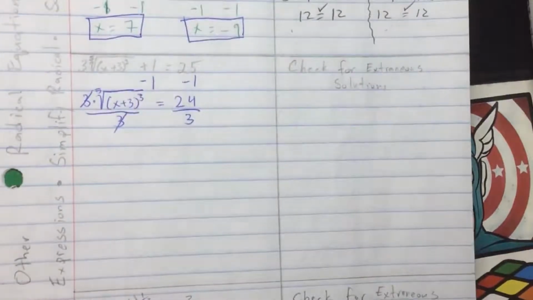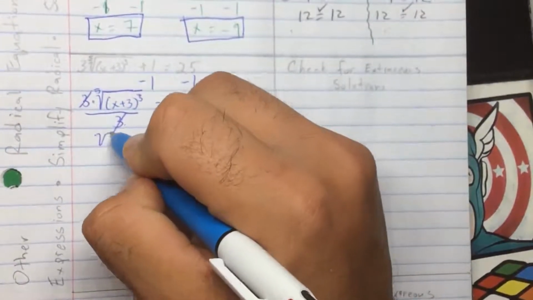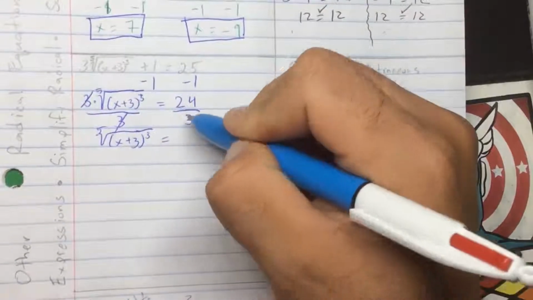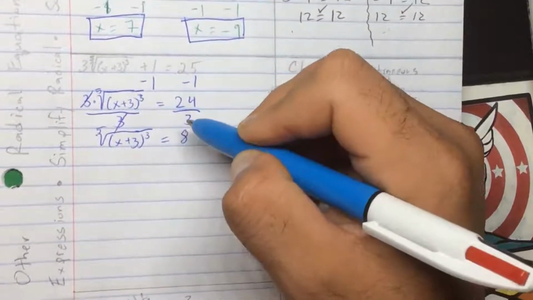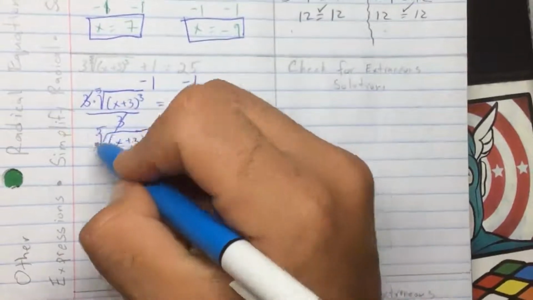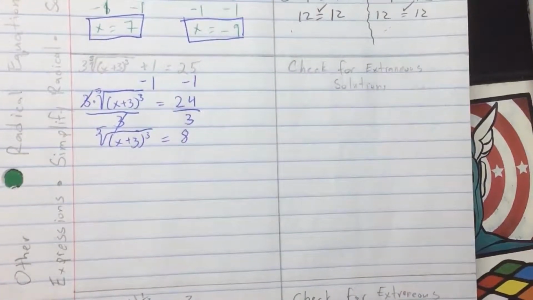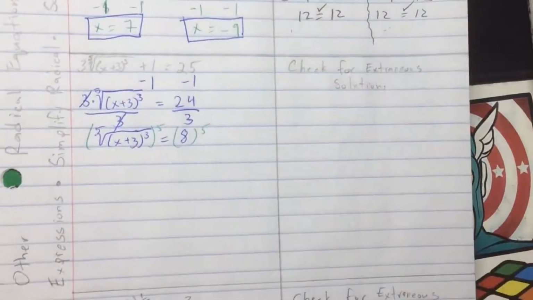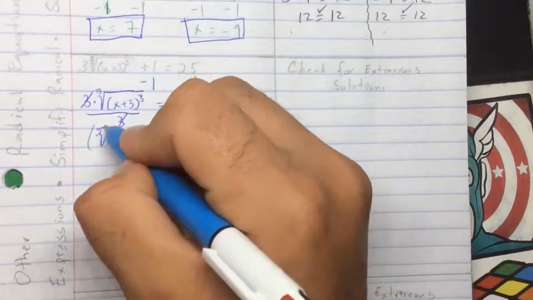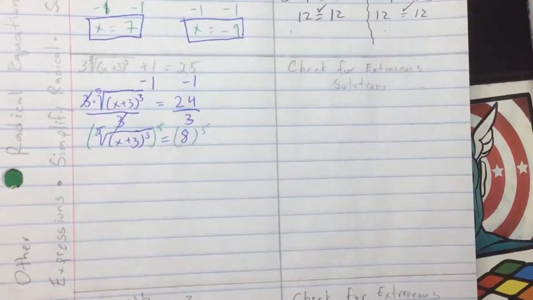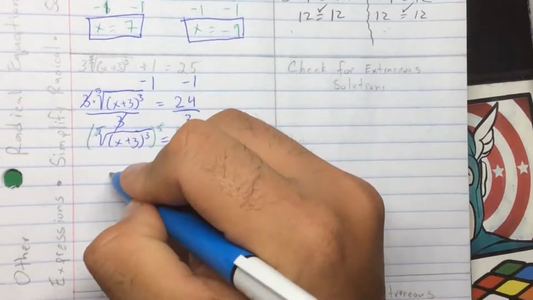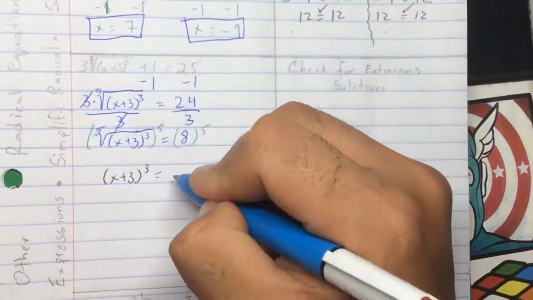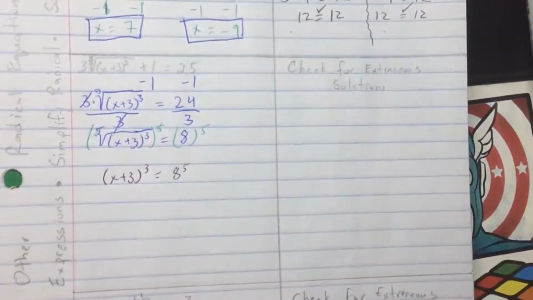This is going to simplify the 3 over here, leaving us just with the fifth root of (x plus 3) cubed equal to 24 divided by 3, which would be 8. In order to get rid of the fifth root, we're going to raise this to the fifth power. But if we do that, we also have to do it to this side here. So now this is going to simplify here, leaving us just with (x plus 3) cubed equal to 8 to the fifth power.